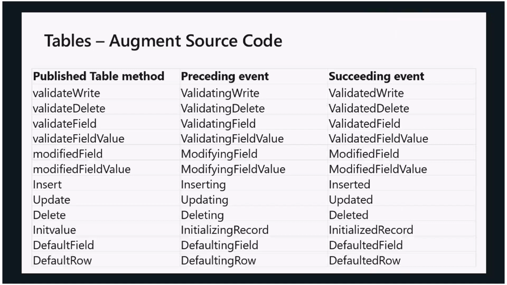So, for example, if you want to hook some code into the insert method, you can utilize the inserting event to write code before the insert, and the inserted event to write code after the record is already committed. Now, there are more events than this, including a set of events specifically related to data entities and validation that can be very useful.